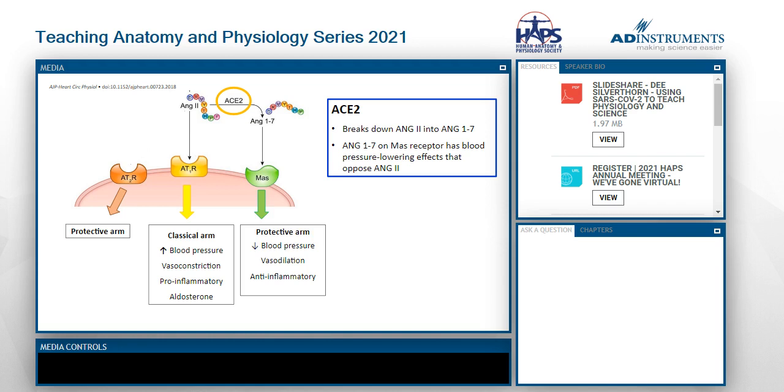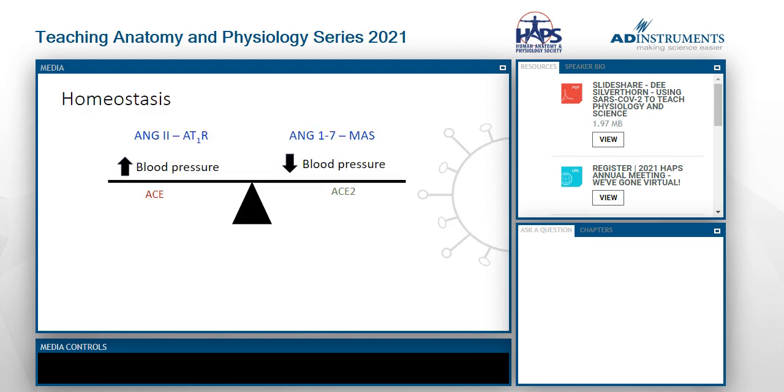And then the AT2 receptor is the primary receptor for angiotensin 3, and it also is protective. So what we have now is an example of homeostasis in the body where you've got this balance between the two different peptides, angiotensin 2 raising blood pressure, angiotensin 1 to 7 decreasing blood pressure, with ACE being the enzyme for angiotensin 2 production and ACE2 being the enzyme for angiotensin 1 to 7 production.